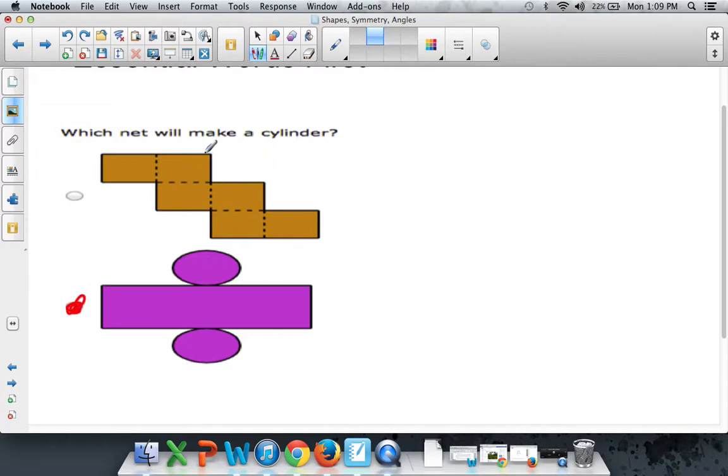Off chance, do you know what this would make right here, if you folded it all up on the lines? A cube. This would make a cube. Notice how all the squares are the same. They're identical. It would make a cube.